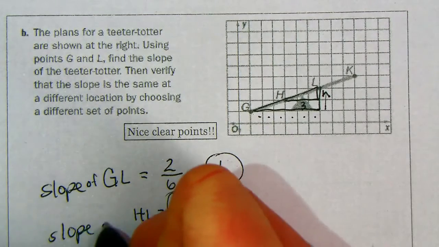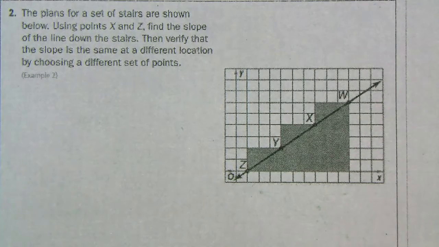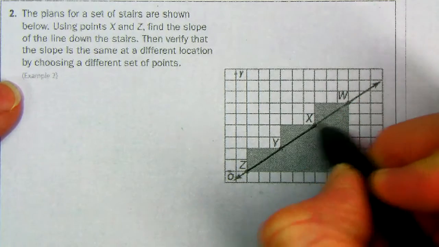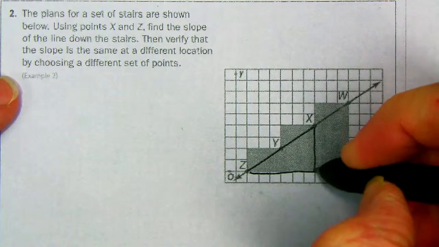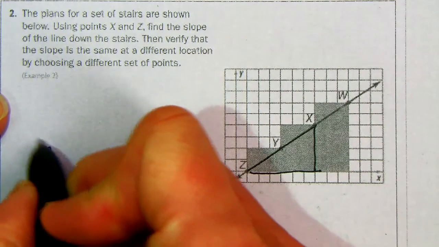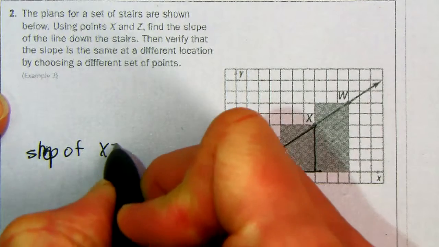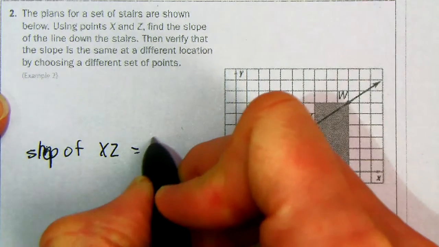On slide number 6, we're talking about stair steps. We have plans for the set of stairs using points X and Z, or Z and X right here, these 2 points, and I can just go like so. So slope XZ is rise, so 1, 2, 3, 4. Over run, 1, 2, 3, 4, 5, 6, which would be 2/3.